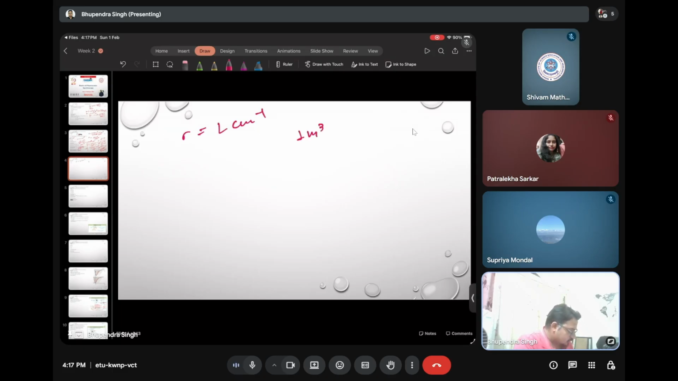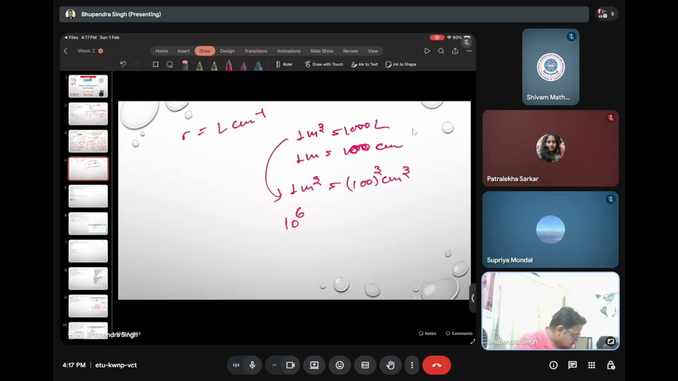1 meter cube equals 1000 liter. 1 meter equals 100, not 1100, centimeter. So 1 meter cube equals 10 to the power 6 centimeter cube, which equals 1000 liter.